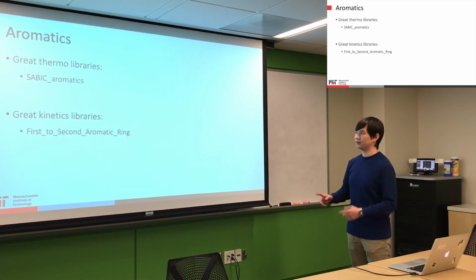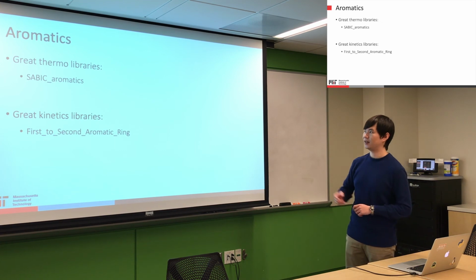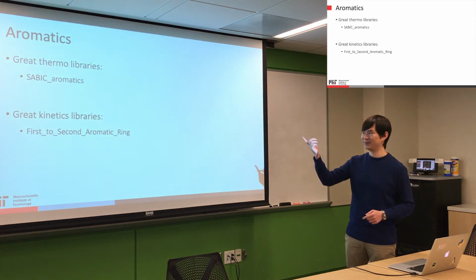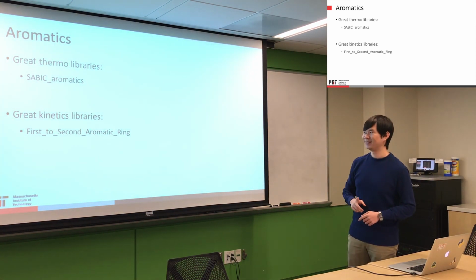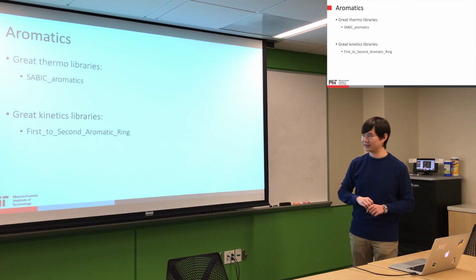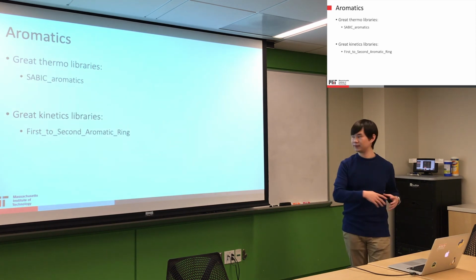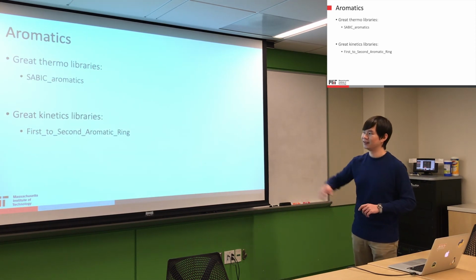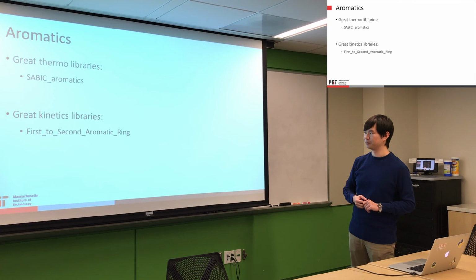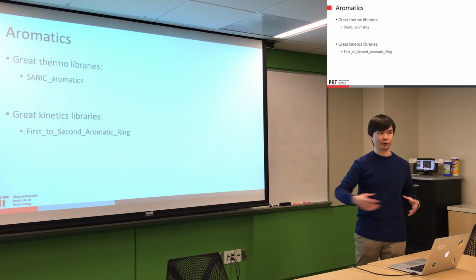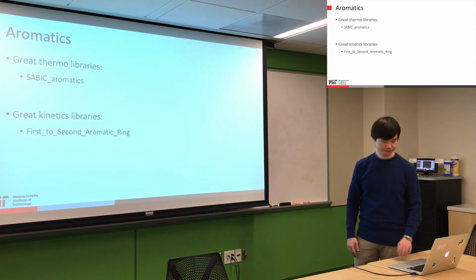Right, and then if you're working on aromatics chemistry, there's a fairly large library called cyclic aromatics, which we're working on improving with 1D hindered rotors, which will be out soon, hopefully. And then one set of kinetics libraries specifically for getting from first to second aromatic ring formation is in this folder. So this includes a lot of literature data on pathways from first to second aromatics.